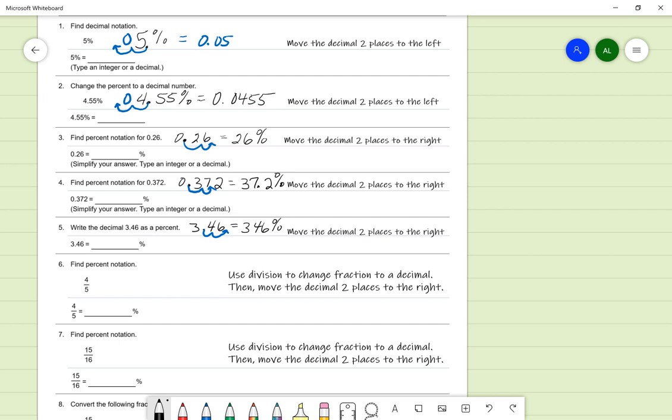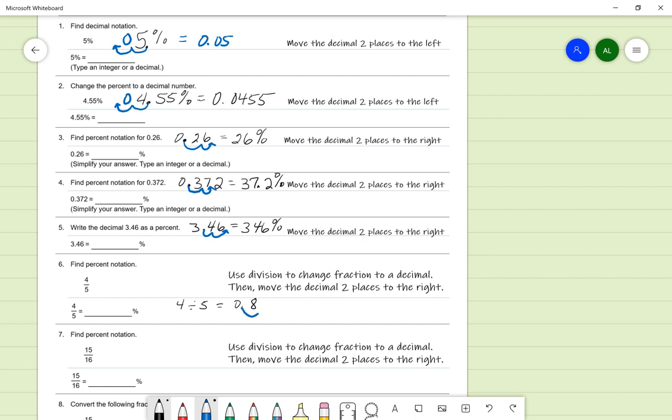In order to find percent notation of a fraction, first we need to use division to change the fraction to a decimal. So you simply take your calculators and you're dividing 4 by 5, which is equal to 0.8. Now, the key to this is a 2-step question. Once we've converted the fraction to a decimal, now we need to convert that decimal to a percent. So moving the decimal point 2 places to the right converts 0.8 to a percent.